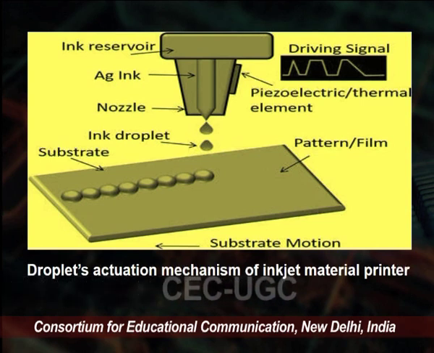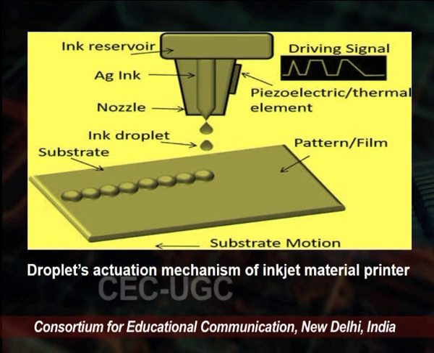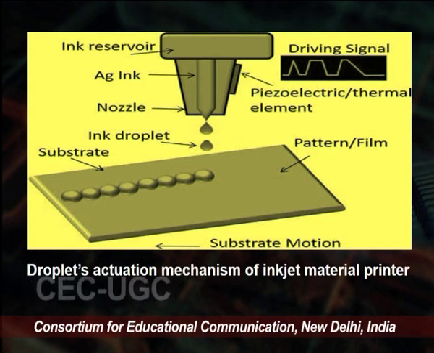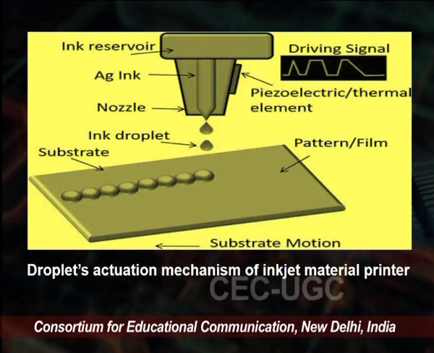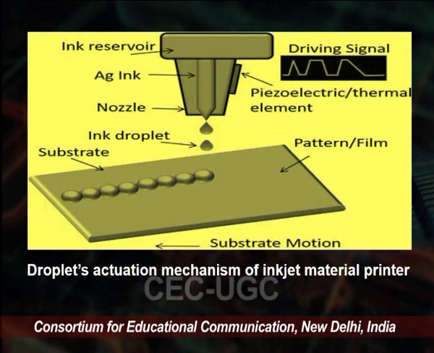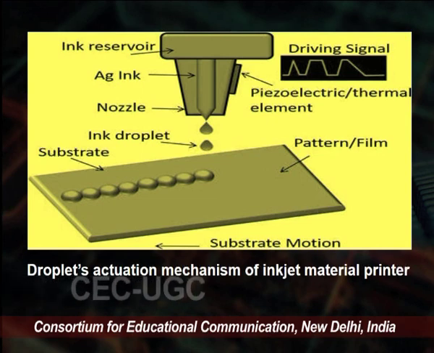Now, you see here we have a reservoir, an ink reservoir. We are using Ag ink, silver nano ink. The piezoelectric or the thermal element we will use is at the nozzle. So, the pressure will be given, the ink droplet will be produced through the nozzle, and that will be printed on the substrate. A pattern has been decided on the computer. After that, by using this inkjet printer, it is printed on the substrate. So, the pattern or the films can be developed on the substrate.